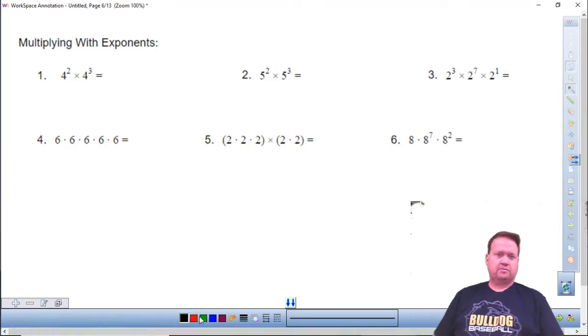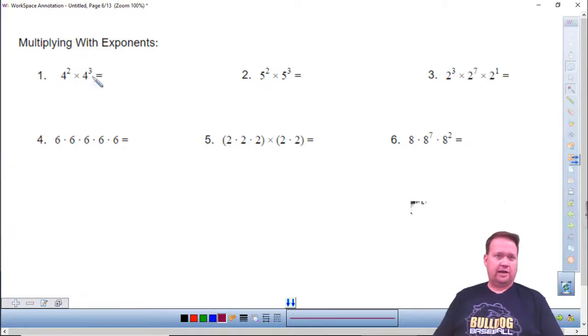When we multiply with exponents, we want to write our answers, our product, as an exponent. We're not going to expand this out and write it as a standard number. We don't need to multiply all these numbers in a calculator, but we do want to apply exponent rules. And here is an example of what's going on.